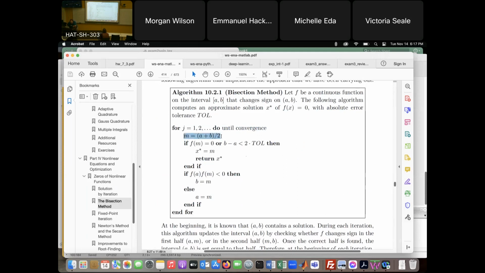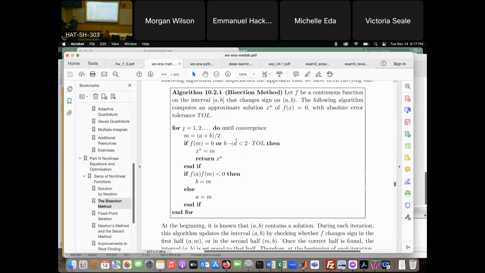So you compute the midpoint and check: what if you got lucky? What if the midpoint actually is a root? Then you should certainly stop. Otherwise, if you know that a root exists inside that interval AB, then literally any point in the interval AB is at most b minus a over 2.